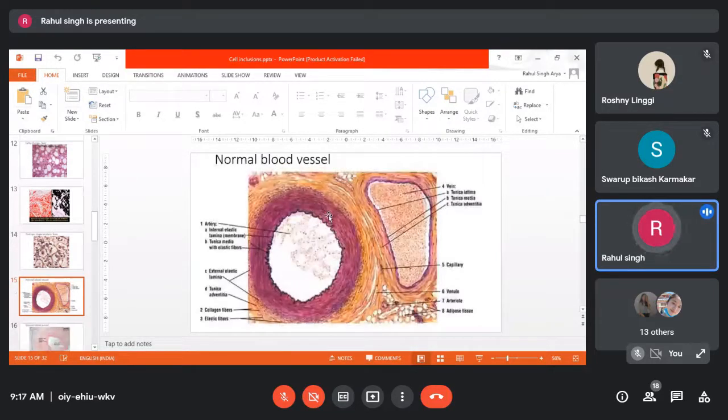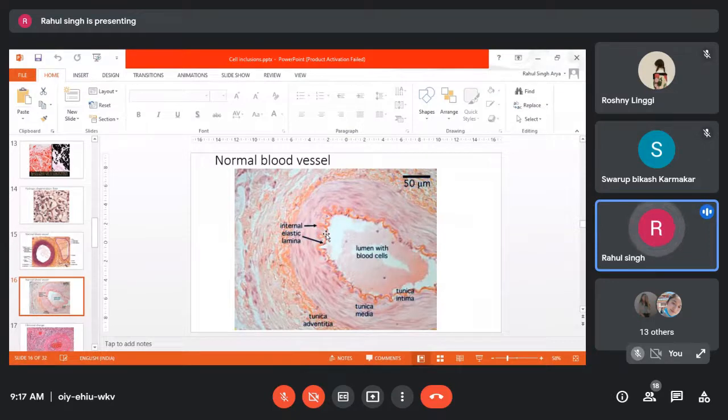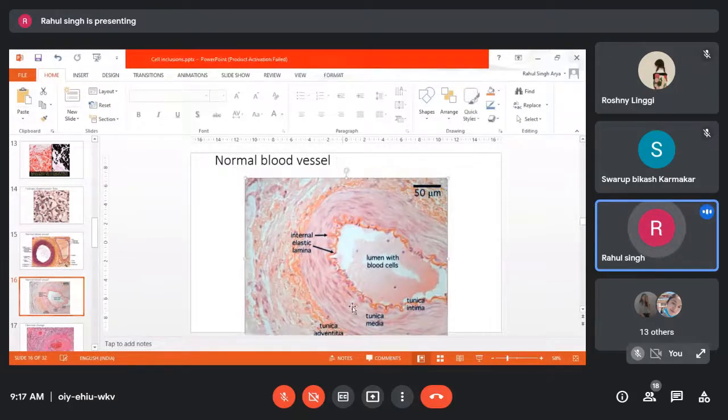Now these are the diagrams of normal blood vessels. You can see the blood inside a large blood vessel. The intima, media, adventitia, all are there. Artery and vein differentiation is there. This again shows normal blood vessels, blood, the intima, the tunica media, the tunica adventitia, all are here.